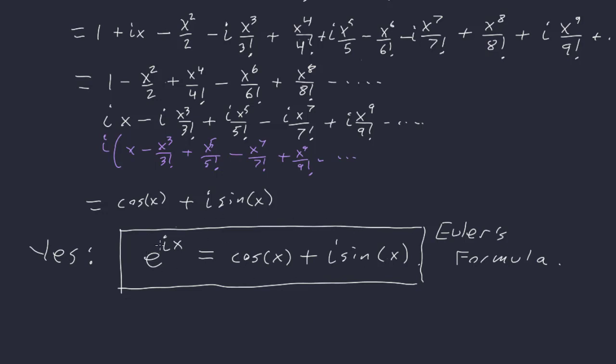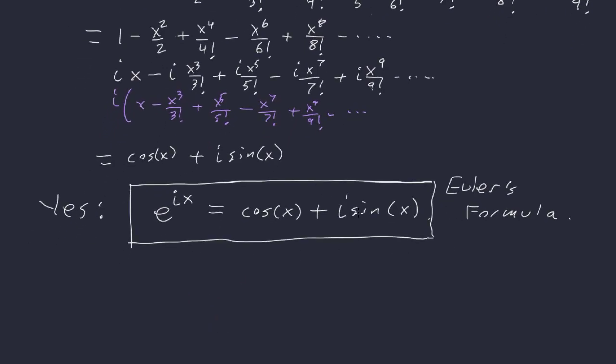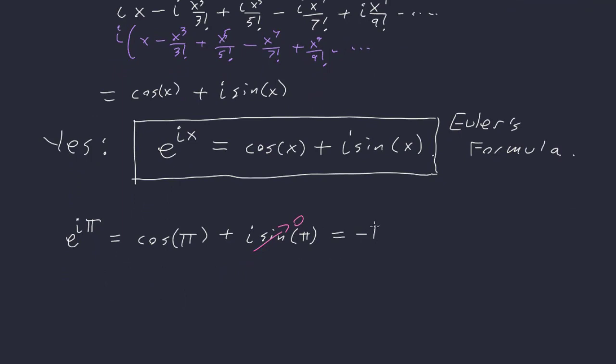In order to do it nicely, though, we had to introduce a complex number, right? We had to introduce the imaginary unit. But honestly, this is still a really nice formula here. In fact, you may have seen this before. But another thing you may have seen before is if we plug pi in for our x, e to the i pi is going to be cosine pi plus i times sine pi. Well, this goes to zero. This is negative one. Now, this you may have seen before, e to the i pi is equal to negative 1.